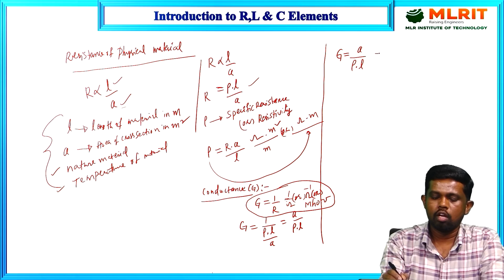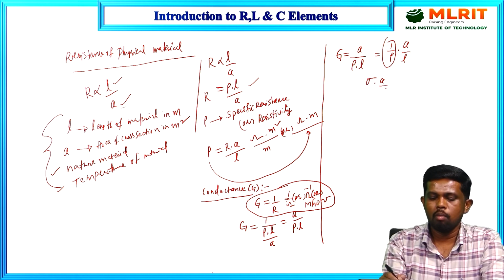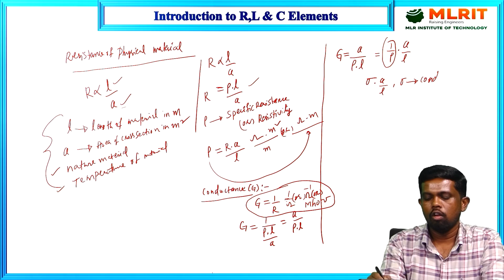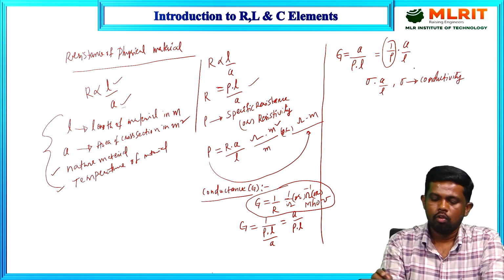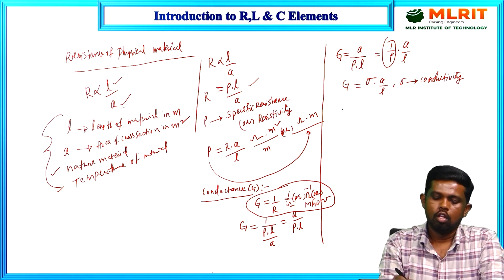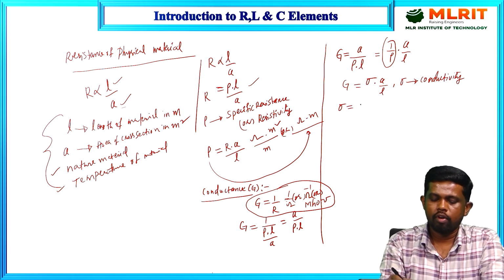Next, from this one, G equal to A upon rho into L. So here we can separate one term, that is 1 by rho into A upon L. So 1 by rho we can replace with sigma into A by L. That is a special letter, where sigma is the conductivity of the material. So G equal to sigma into A upon L. So finally, the conductivity of the material we can define as G into L upon A.